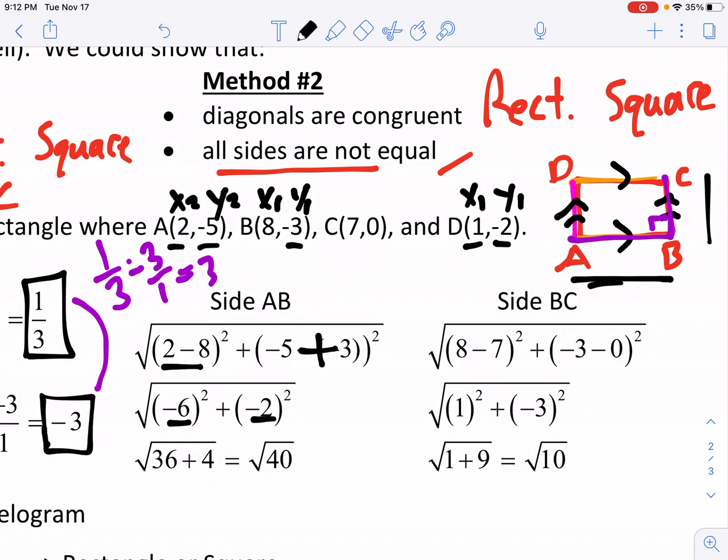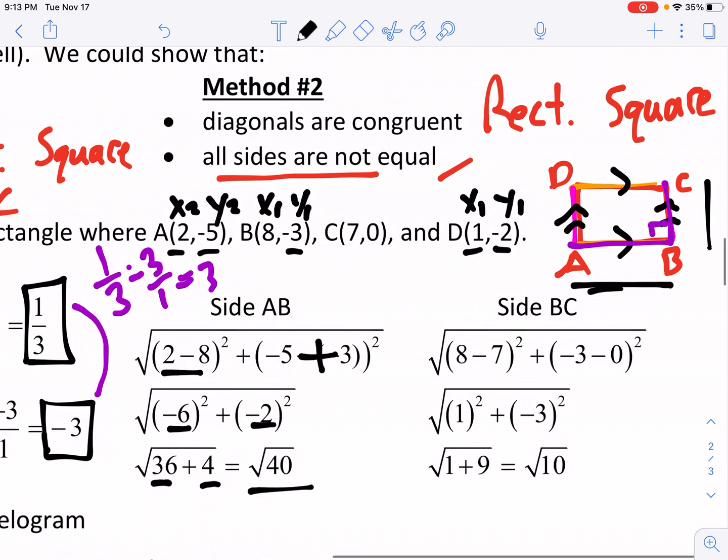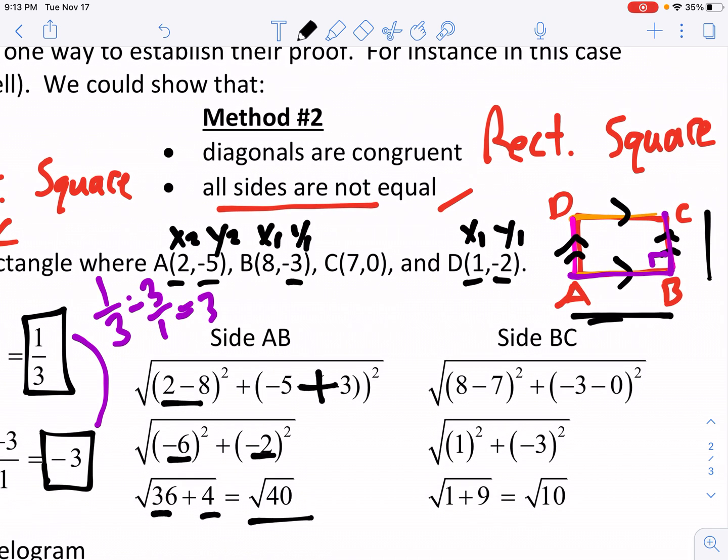Then square it. When we square something, that means times itself. Notice, a negative and a negative make a positive. So a negative 6 times a negative 6 is a positive 36. Negative 2 times a negative 2 is a positive 4. So we get the square root of 40. Now, for our purposes, we could try and see if we could simplify our square roots when we get down to it. We don't have to, as long as the square roots are the same. Same thing with BC.